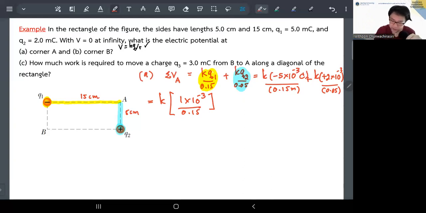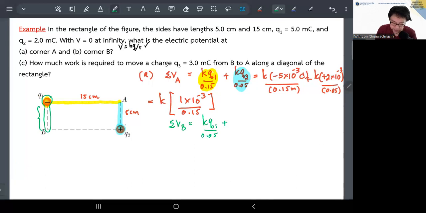Okay. All right, let's do the net potential at B, shall we? Now you start to get the feeling of how it goes. So at B, no problem. Let's start from the influence from Q1. It's going to be K Q1 over the distance, which is 5, so just put 0.05 right there.